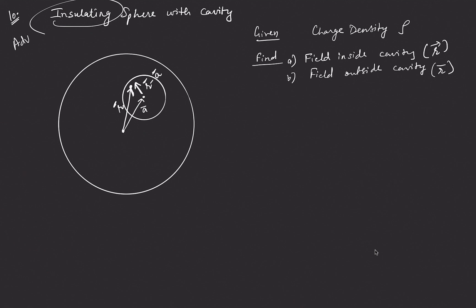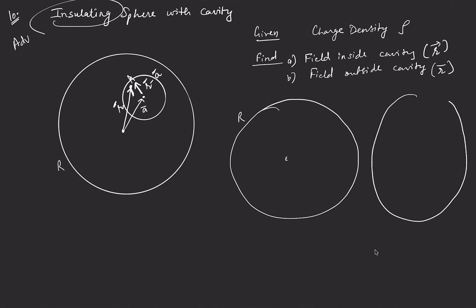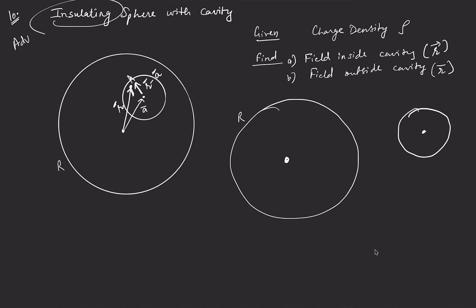So now we have to find the field at this point inside the cavity A. To calculate the field, we will assume that there was a full sphere, let's say this big sphere is of radius R. We'll assume that there was a full sphere of radius R, and then we will superimpose this with a negative small sphere of equal charge density, but negative.